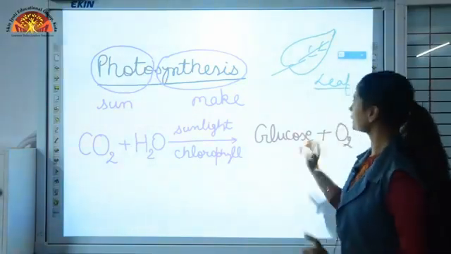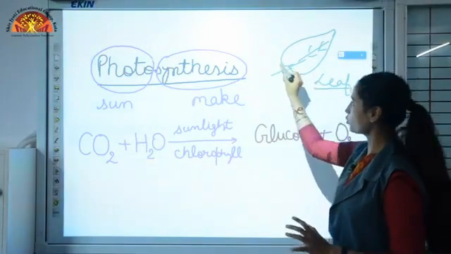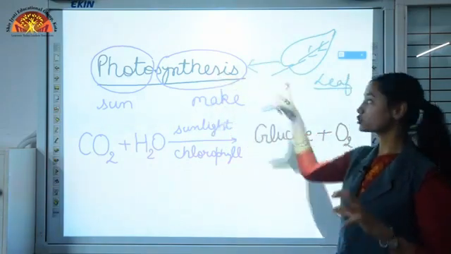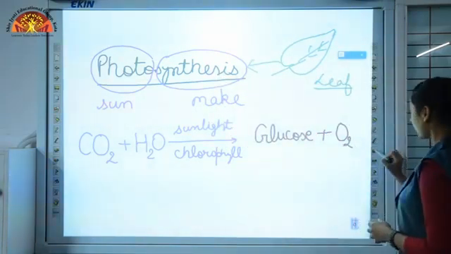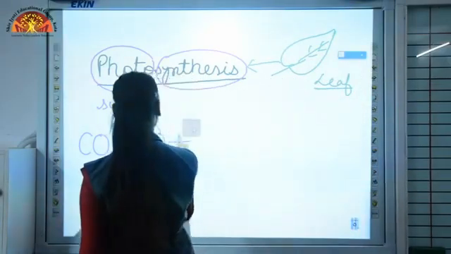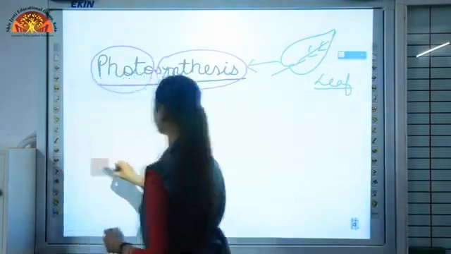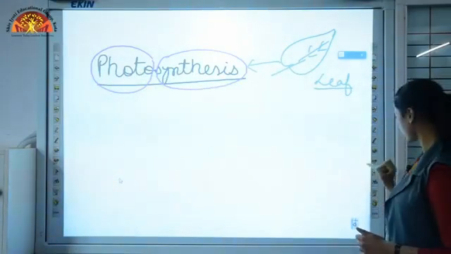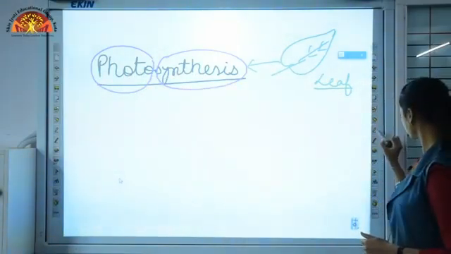Now you have to show that this leaf has performed this process, photosynthesis. So what will you do? How can you test it? Okay, do you remember the product which we obtained after this photosynthesis? Glucose. We were getting glucose.